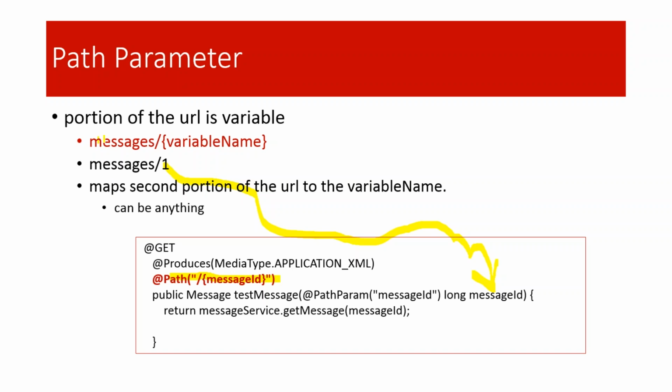So this is path messages/variable name or the value. The value you're passing is messages/1. So this one is recorded as message ID over here in the path parameter. And then in order to access that in your method, we need to use the annotation @PathParam of messageId, long messageId. Clear with this? Yes. Okay.